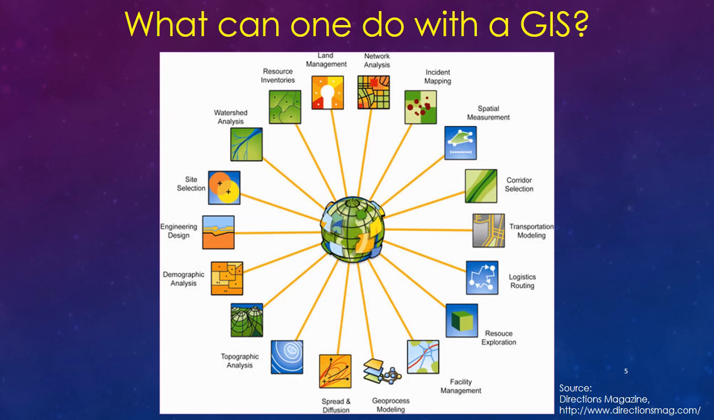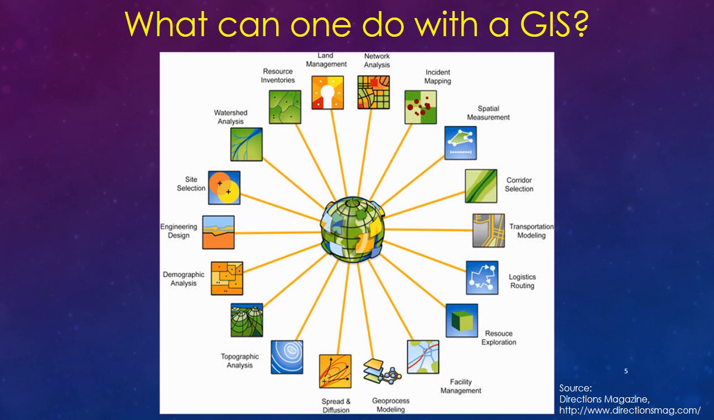As you can imagine, the role of a GIS spans virtually every academic discipline and economic sector involving any sort of geographic or spatial inquiry. Here we see a great image from Directions magazine highlighting some of the uses of GIS technology, from incident mapping to transportation modeling, resource exploration, to epidemiological spread or diffusion analyses, to landscape or geomorphological analyses of topography, to demographic analysis, site selection, and land management. The number of applications uniquely suited to GIS analysis is virtually limitless.